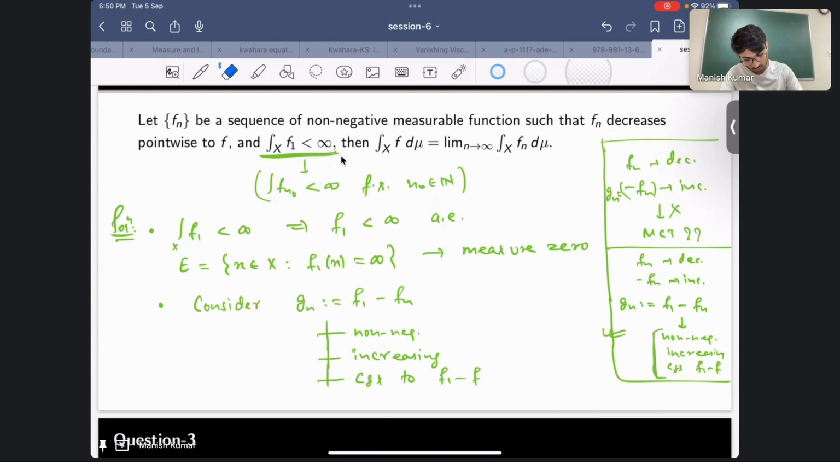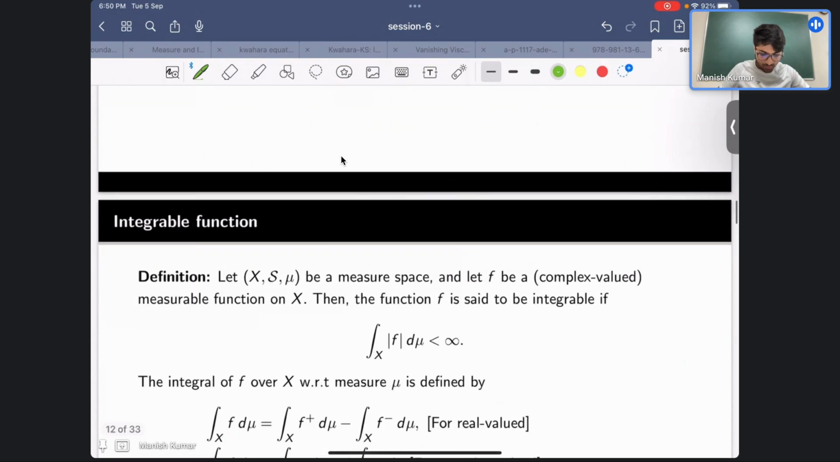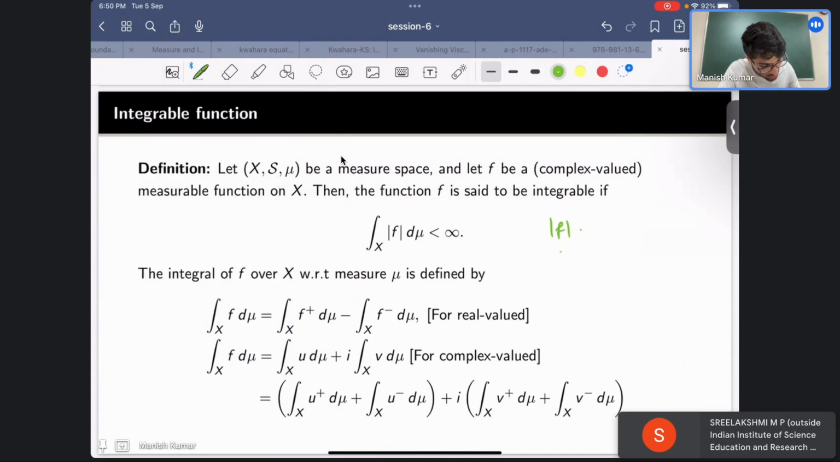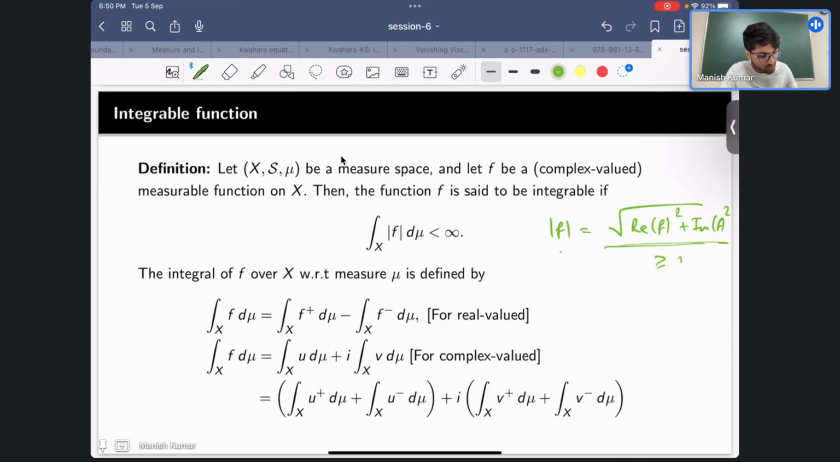Okay, so if this is fine, now let's proceed to the theory part. So this is just the definition of integrable functions. So we say that any complex valued measurable function is integrable if the integration of mod f is finite, right? And when we write mod f, if it's complex valued, it is nothing but root under real part of f square plus imaginary part of f square.